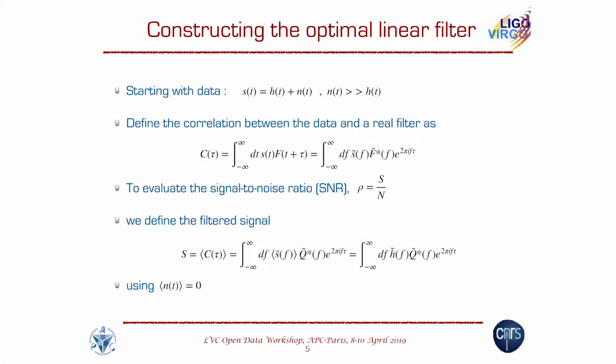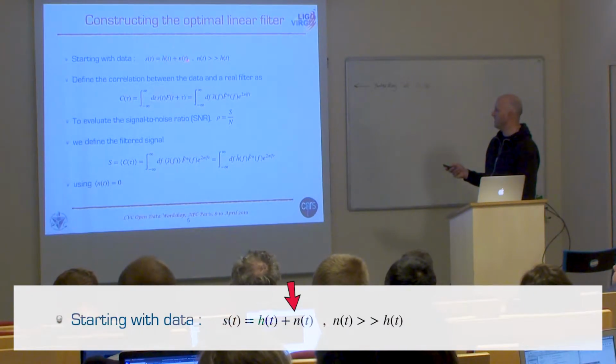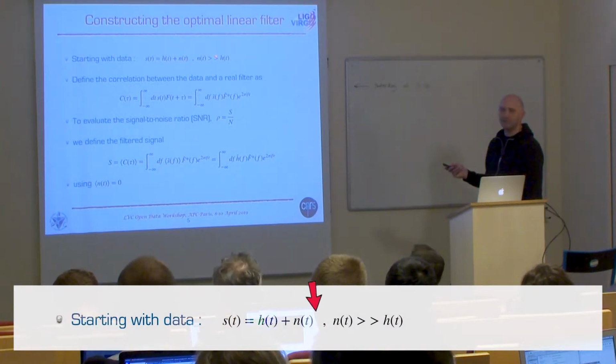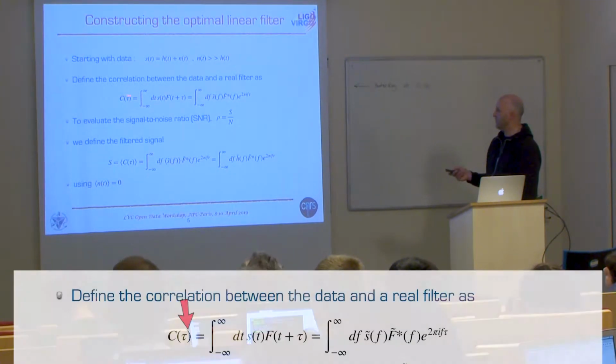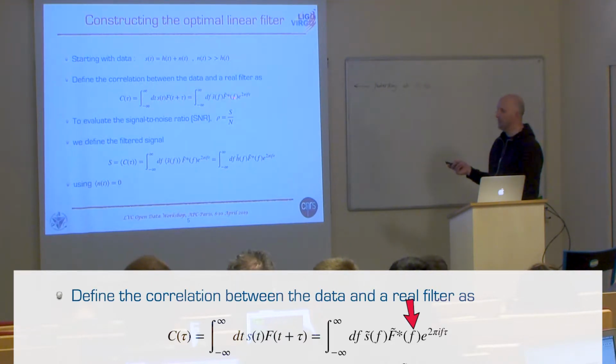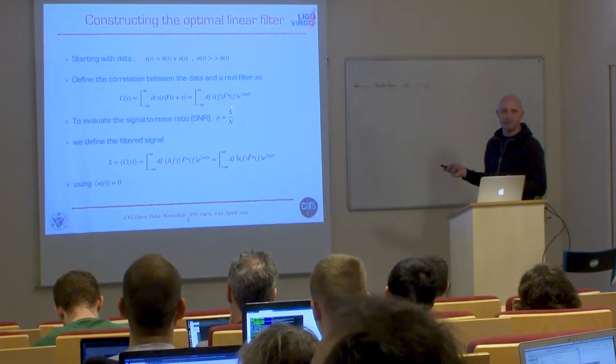Let's begin with some type of data output, which is a combination of a signal and some noise, where we're going to assume that the amplitude of the noise is much, much greater than the signal. We can define a correlation between the output and some real filter in the time domain and correspondingly in the Fourier domain. What we actually want to calculate is the signal to noise ratio.